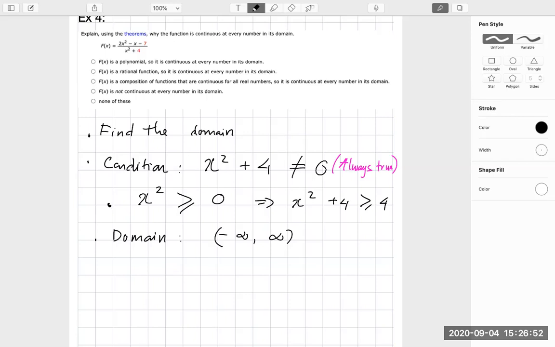So from a theorem, we see that a rational function is continuous on its domain. And here, the domain is all real numbers, right? Therefore, this one should be the correct answer. Okay?